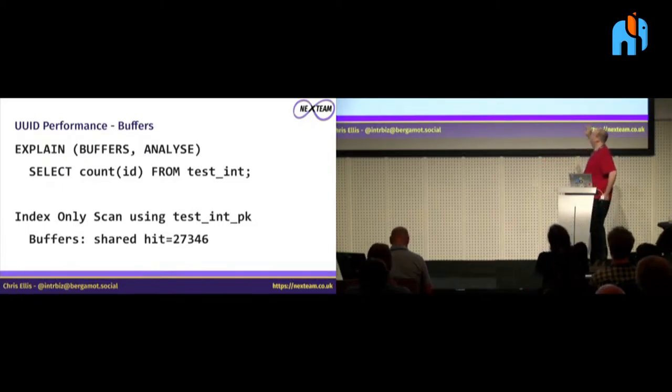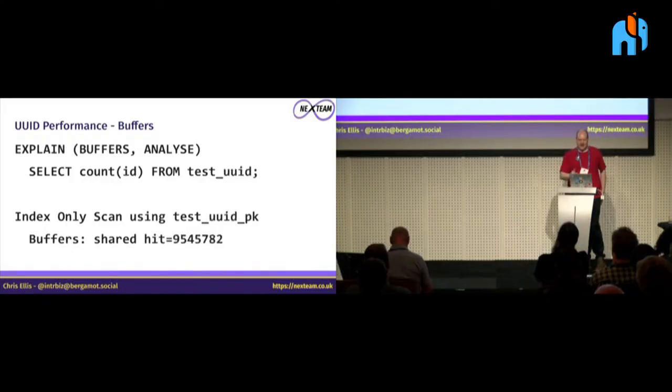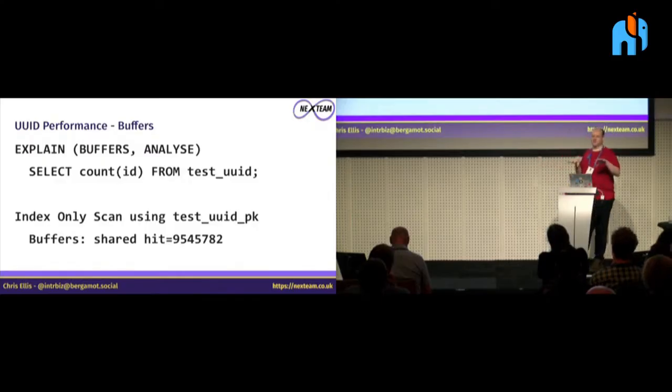So if we do that on our first example where we have a sequential bigint, we look up about 27,000 buffers. So that's 8K blocks that Joseph's just been talking about. However, if we do that on our UUID example, we're hitting almost 2 orders of magnitude greater. We're hitting 9.5 million shared buffer hits. Now, this isn't necessarily going to slow stuff down noticeably, but it is Postgres having to do an awful lot more work, constantly looking up different buffers in shared buffers. And this is happening for one reason, and it's down to that loss of correlation.